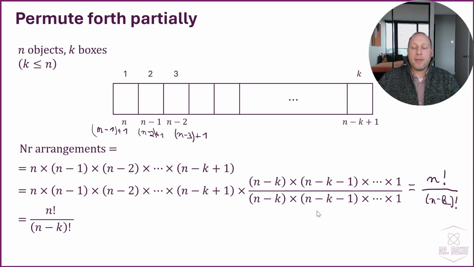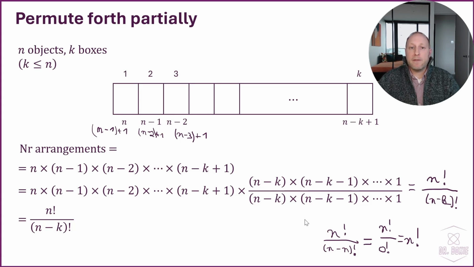Notice also that if the number of boxes k is equal to n, then we have in the denominator, numerator is n factorial, the denominator is then n minus n factorial, which is 0 factorial, and 0 factorial is by definition equal to 1. So we get n factorial, which is the same expression we found for a full permutation, which we saw on the previous slide.